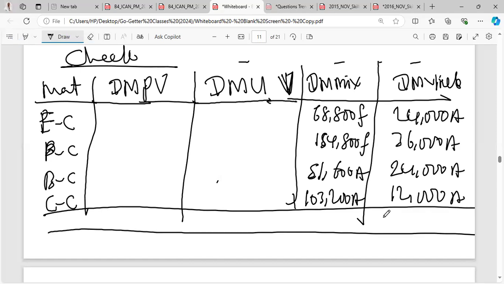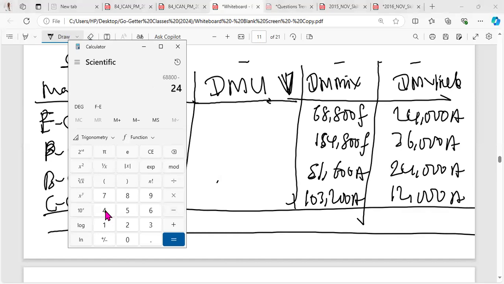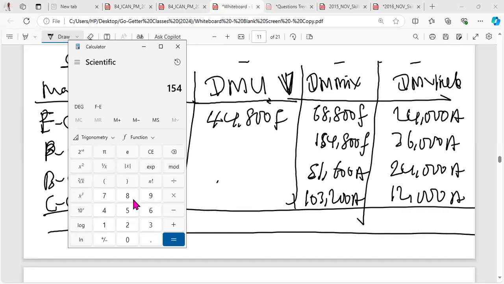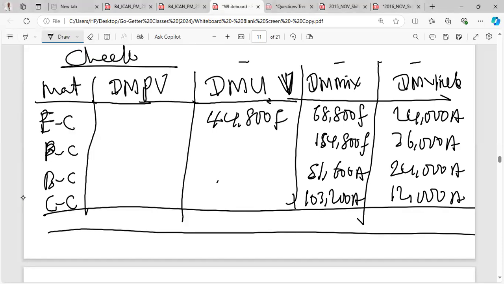Okay, so if we have 68,800 favorable and we take away 24,000 adverse, that gives us 44,800 favorable. Next we check 154,800 minus 36,000. That gives us 118,800 favorable.